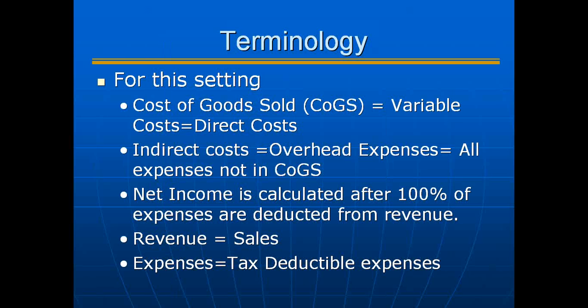So again, a little bit more about my terminology and use of these terms. Cost of goods sold is variable and direct costs. Indirects, overhead, are all the rest of the expenses that are not in the cost of goods sold. Net income is calculated after all expenses are deducted from revenue. Revenue equals sales, although in some of the examples we look at, interest revenue is down below. And expenses are all the tax deductible expenses that you're including in your tax return. Next slide.